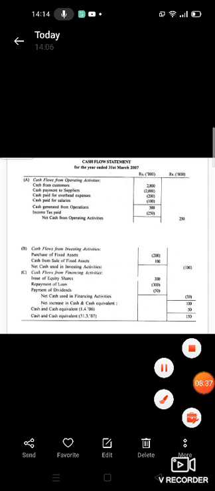Now your solution has been completed. This one is an easy sum without adjustment. I hope you people have understood.